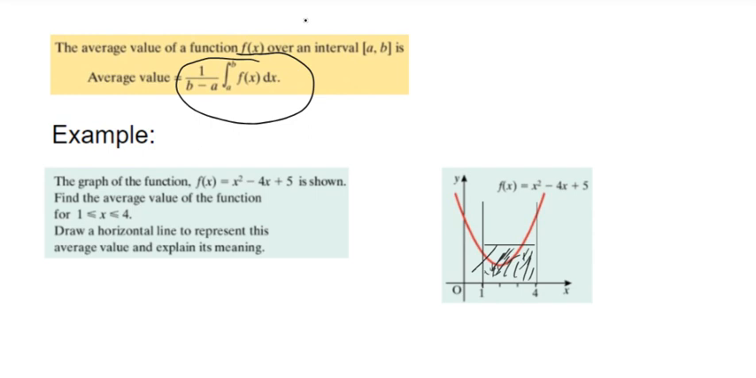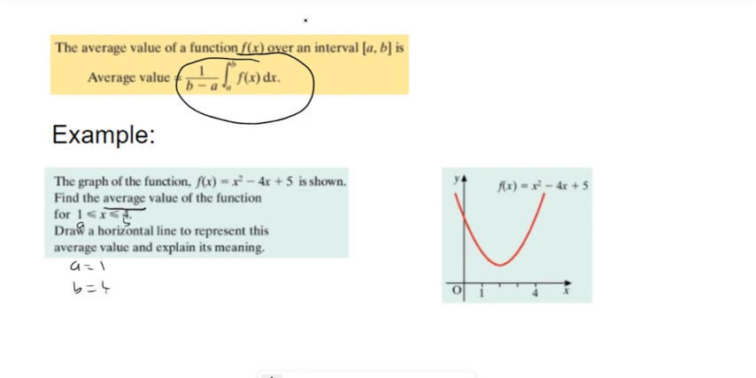So that's kind of what it is on the graph, but the way you look out for it in questions especially is the word average. Okay, so if the word average is in it, you know that you have to use this formula. So find the average value of the function x squared minus 4x plus 5 between 1 and 4. So your a and b will just be the 1 and the 4 anyway. So a equals 1, b equals 4.